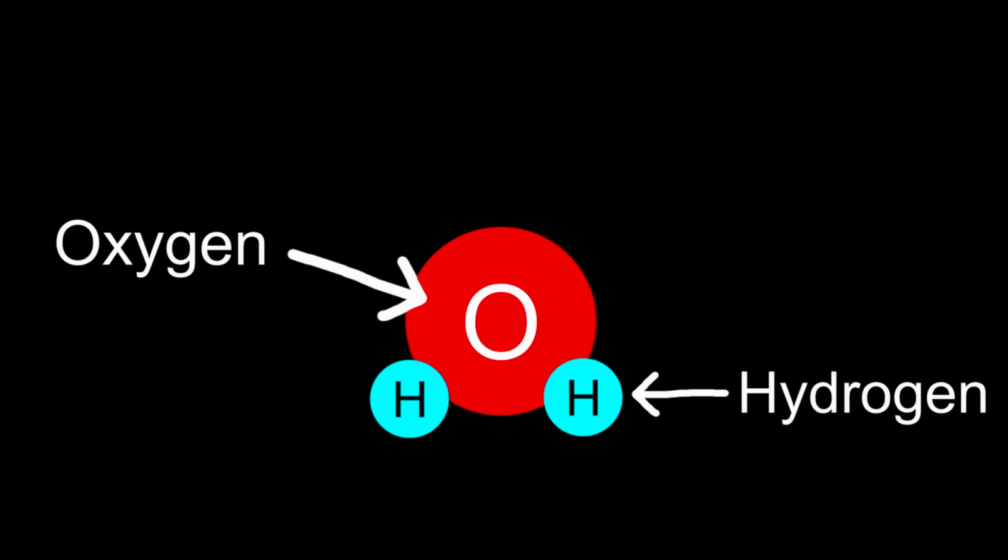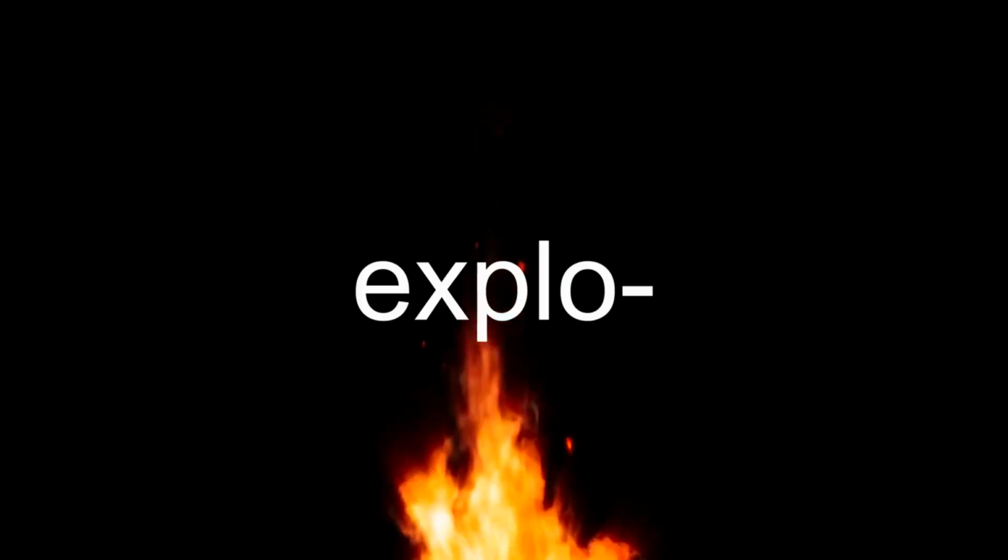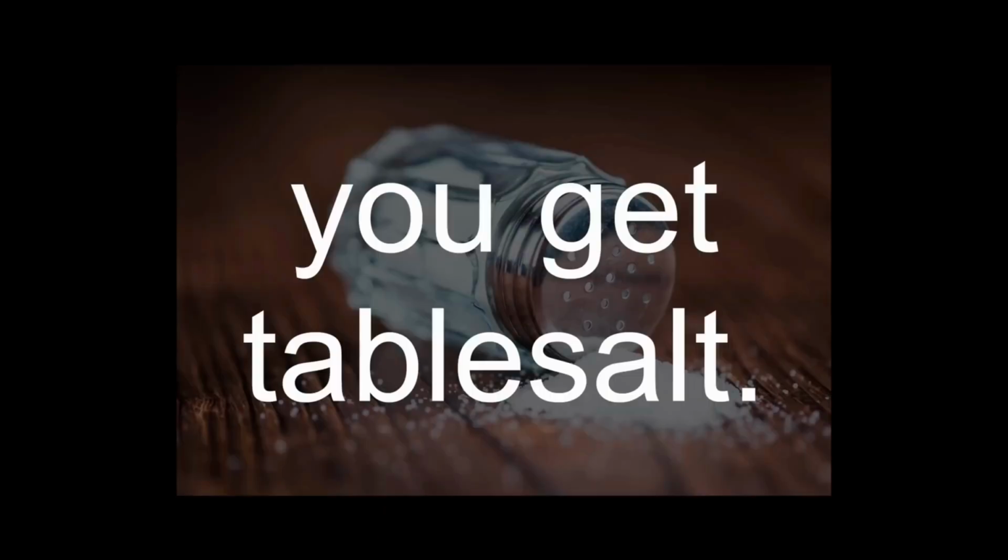2 or more atoms bonded together form a molecule. If you have at least 2 different elements, you get a compound. Oh yeah, this is probably a good time to mention that compounds often behave completely differently than the elements they're made of. Like, put together an explosive metal and a toxic gas, and you get, of course, an even more table salt. You get table salt.